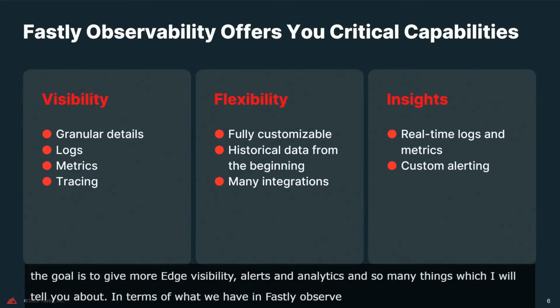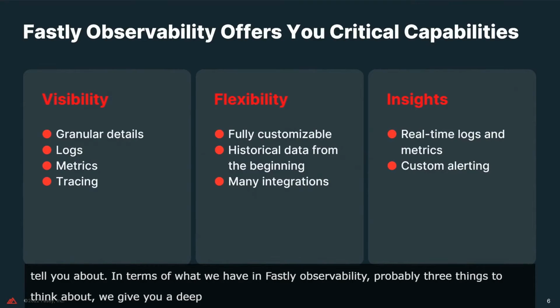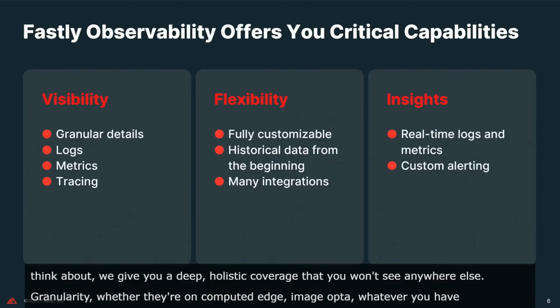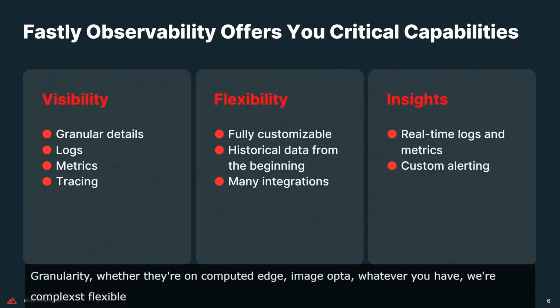So in terms of what we have in Fastly Observability, there's probably three main things to think about. One is that we give you kind of a deep, holistic coverage of data that you won't see anywhere else. There's extremely granular visibility. There's more than 200 metrics that we offer you, whether they're on client, origin, cache, WAF, compute edge, image optimizer, whatever it is you're using, we have data. And ours is super flexible, right? So first of all that stuff is available real time, so you can act on it quickly.